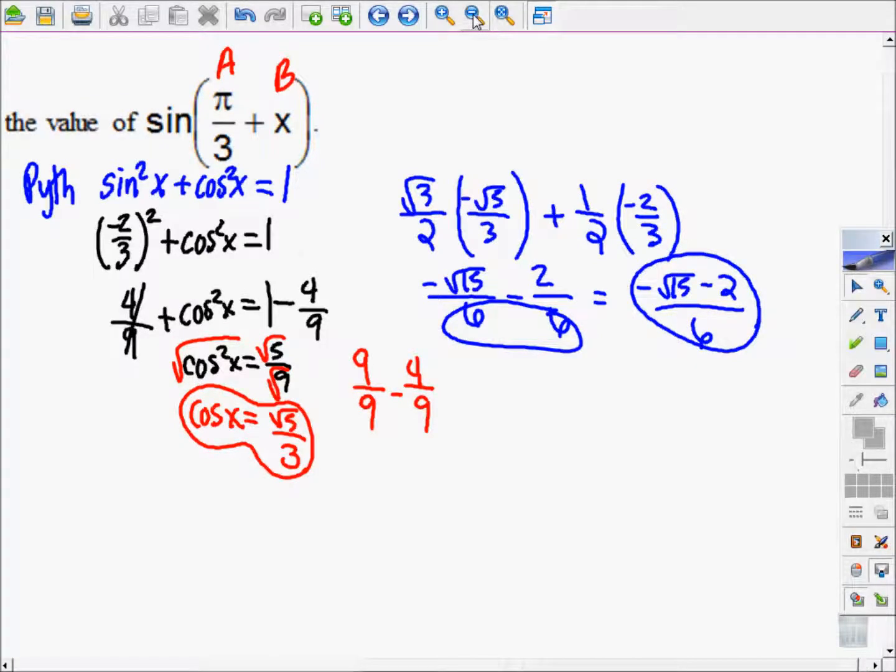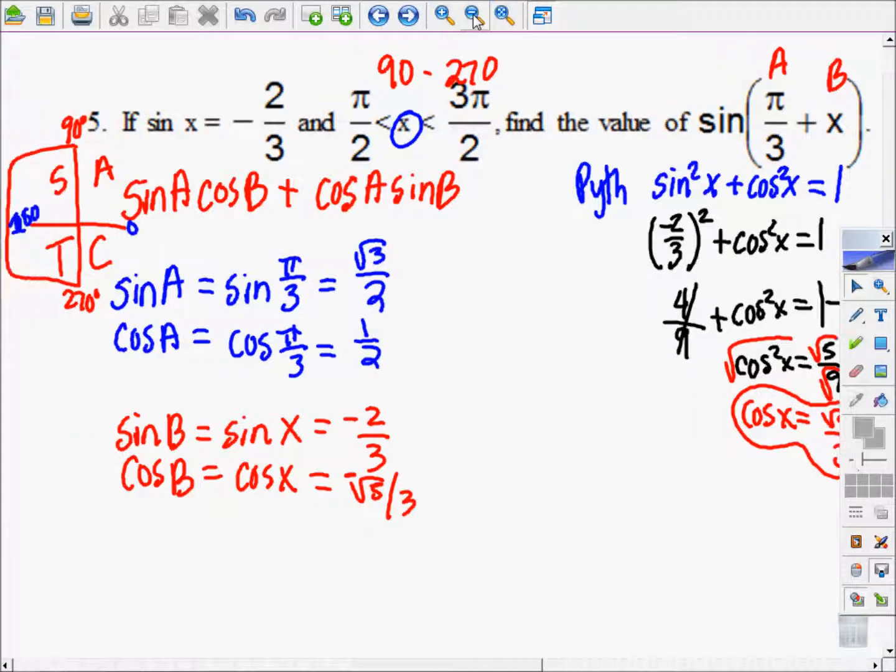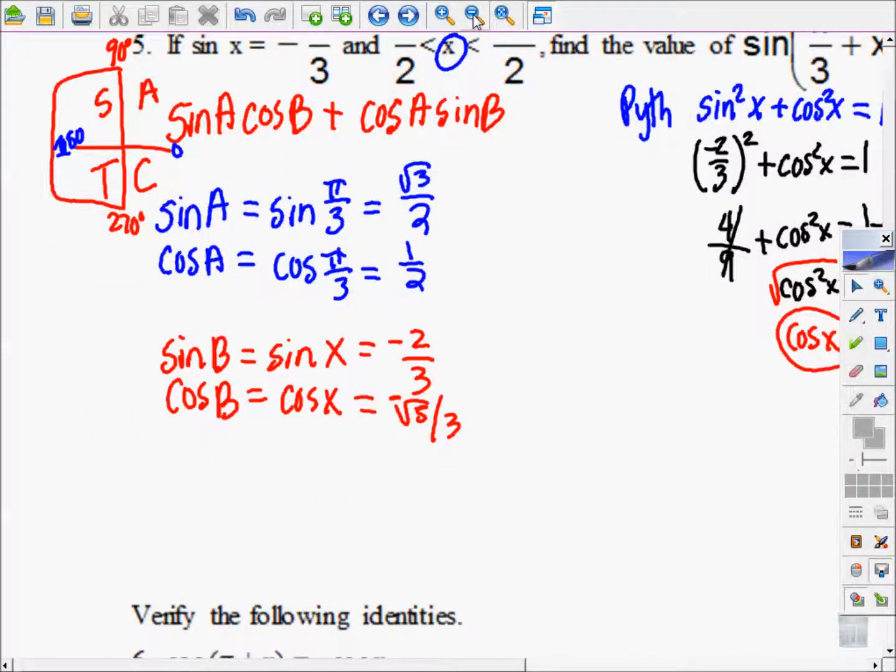You will have one of these problems for your homework. I think it's problem number 9, possibly, for your homework.